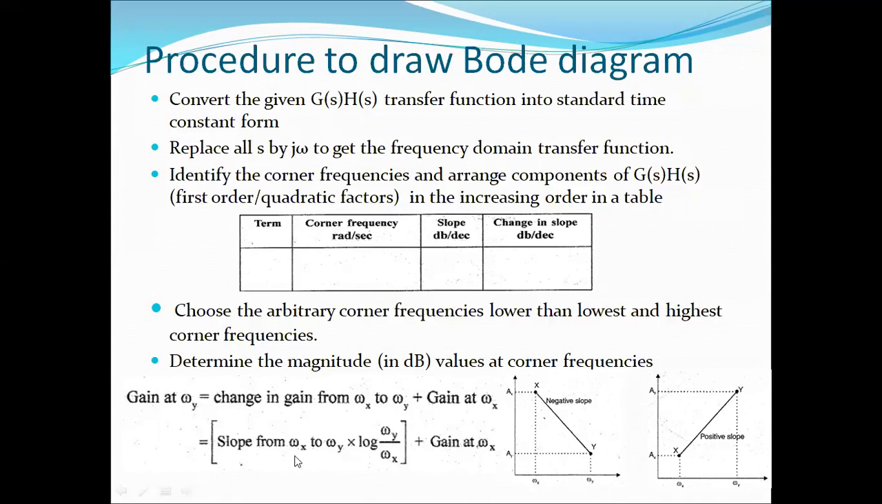So the formula is very simple. You can easily remember it: the slope, or change in slope, from the old corner frequency to the new corner frequency, times the log of the new corner frequency divided by the old corner frequency, plus the gain at the previous corner frequency. By using this expression, you can find out the magnitude at all corner frequencies.